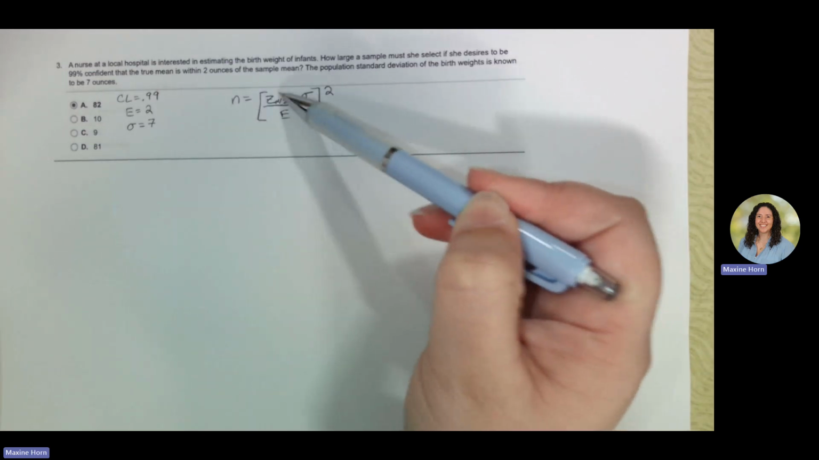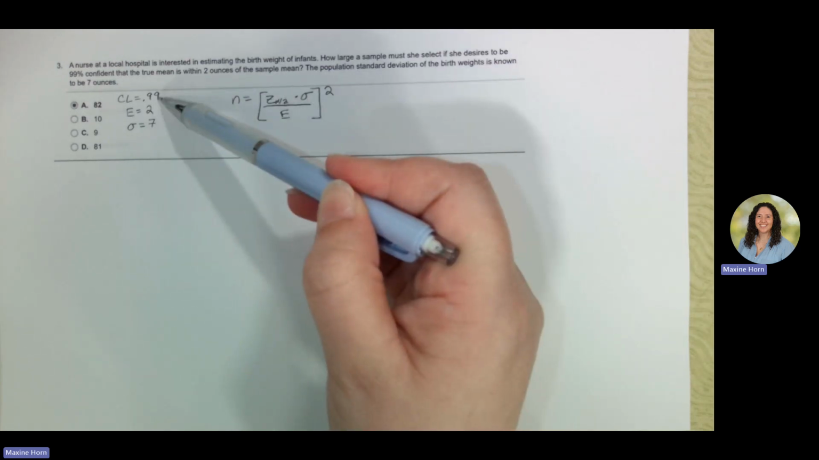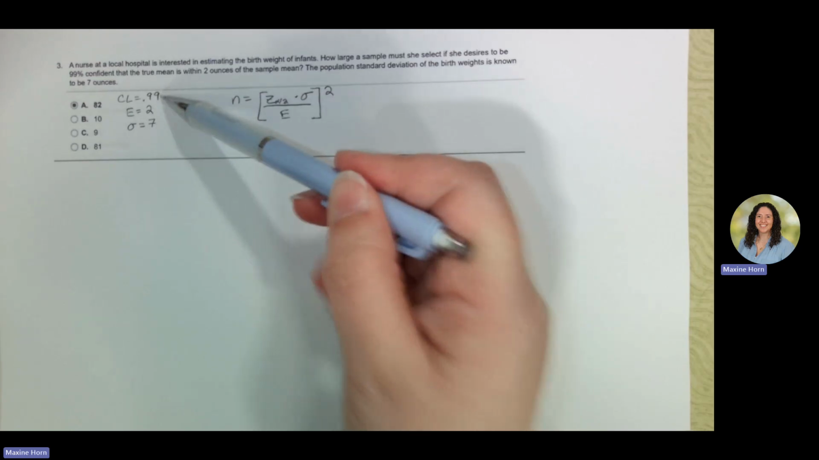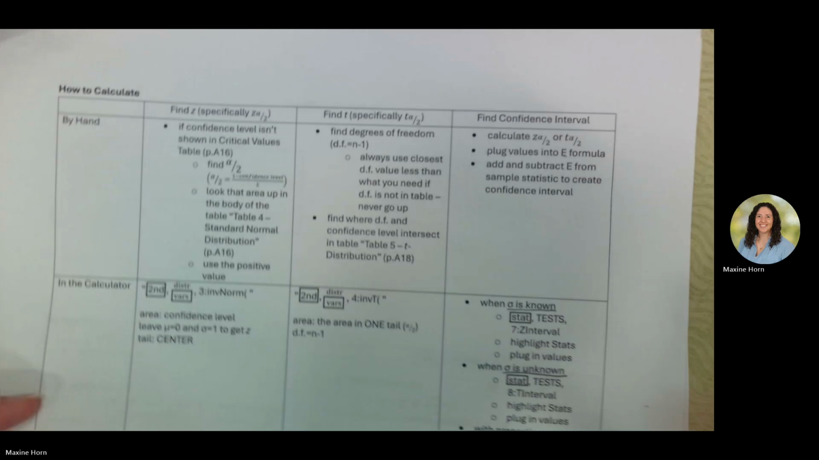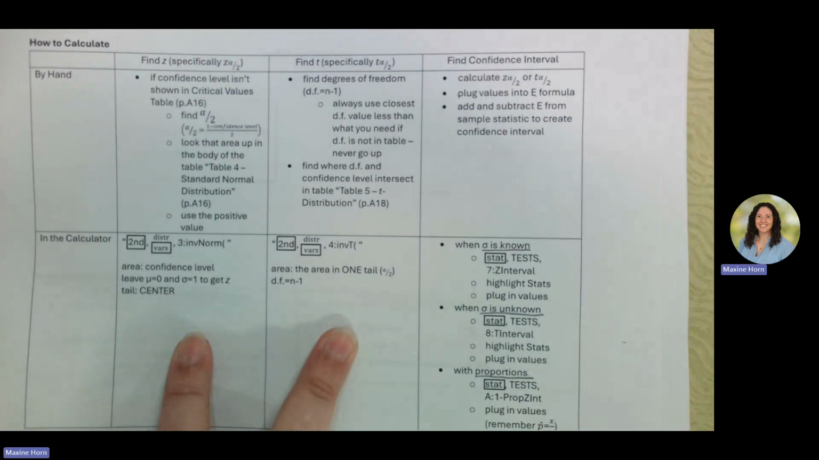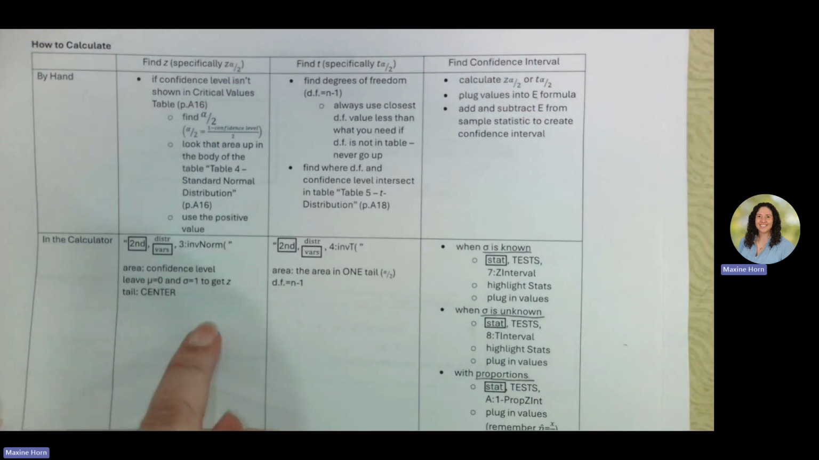Okay, so we look at that and we say, okay, great, except we aren't given everything that we need to plug into this, right? We're not given a Z alpha halves, we're given a confidence level. But just like before, we got our Z alpha halves based on our confidence level, we're going to do that again, okay? So that's why we have in our sheet here how to find your Z-score or your T-score either by hand or in the calculator. So I'll do this one more time by hand and in the calculator.